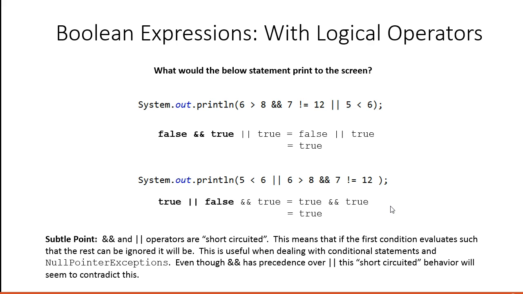So again, there's a subtle point here. And and or operators are called short-circuited. That means if the first condition evaluates such that the rest can be ignored, it will be. This is really useful in dealing with conditional statements and what are called null pointer exceptions. If you're in my class at this point, you don't need to know what that is. But it is something I want you to put at the back of your mind, because it will come up a little later this year. So even though and has precedence over or, this short-circuited behavior will seem to contradict this.